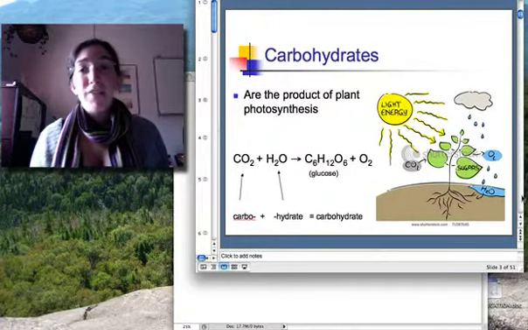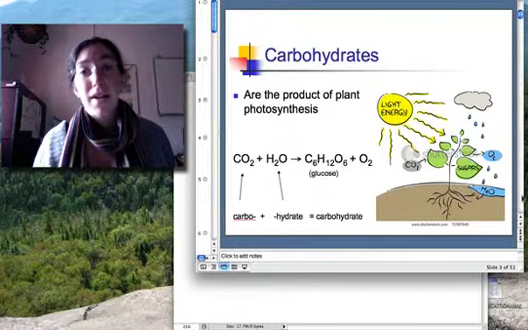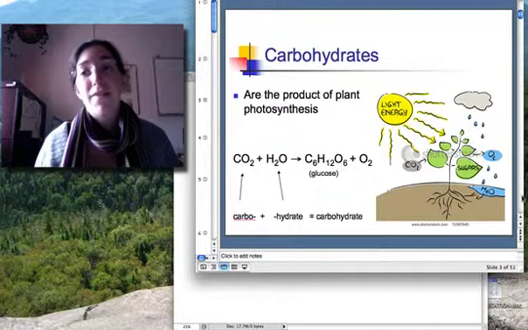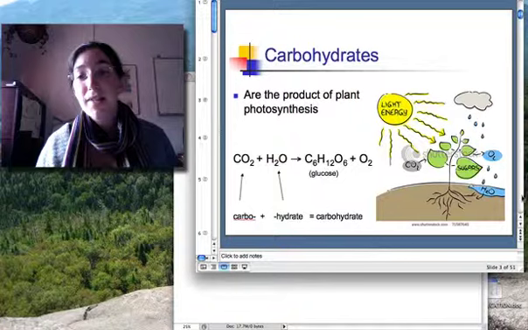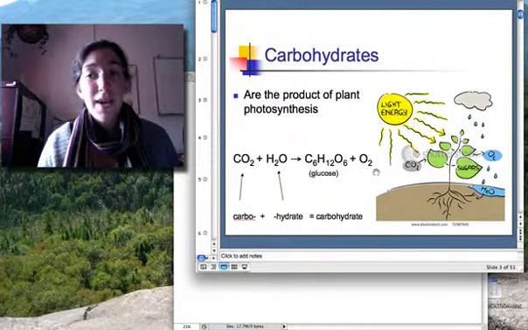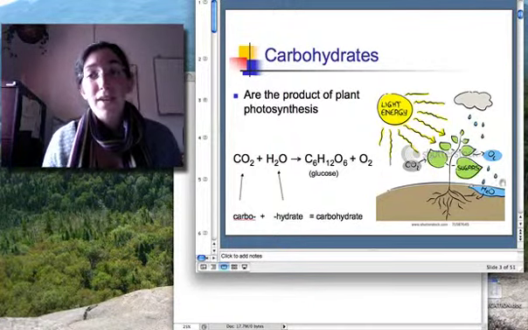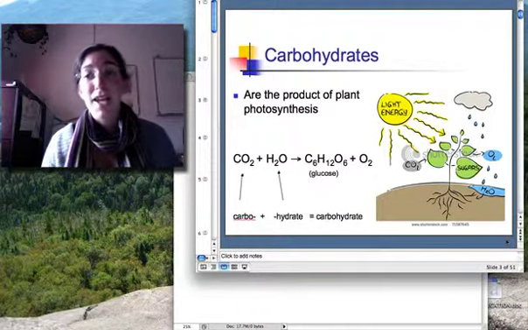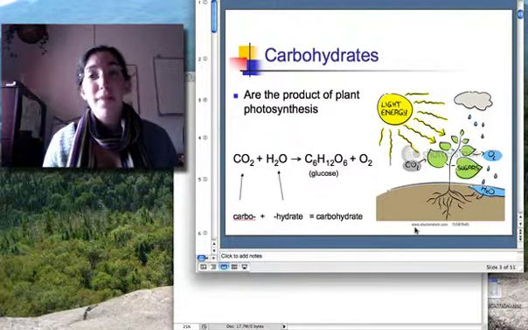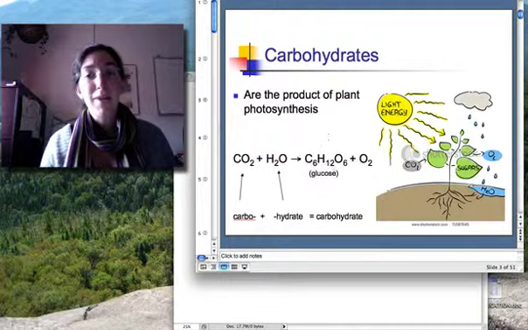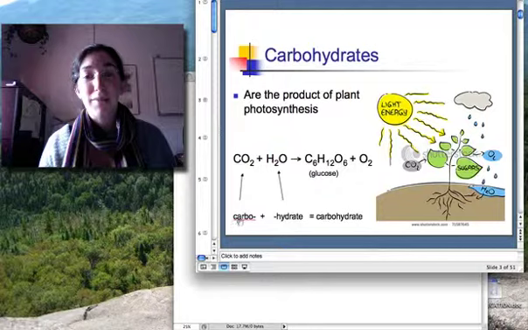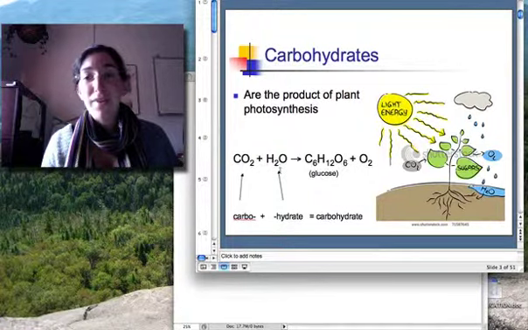So where do carbohydrates come from? Carbohydrates are the products of photosynthesis, that process where plants take carbon dioxide from the air and light energy from the sun and water from the earth and from rain, and they combine them all together to make glucose, a carbohydrate called glucose. So here you go. This is where the term carbohydrate actually comes from. It's from carbo, as in carbon dioxide, hydrate, as in water. You mix the two together with a little energy from the sun, and you get a carbohydrate.